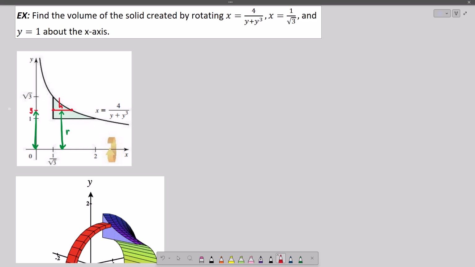Let me suggest one other thing first. Do you see a common factor that might cancel? What is the GCF of the denominator? What could you factor out of the denominator? So if you factor a y out of the denominator, it's going to cancel with the y in the numerator.